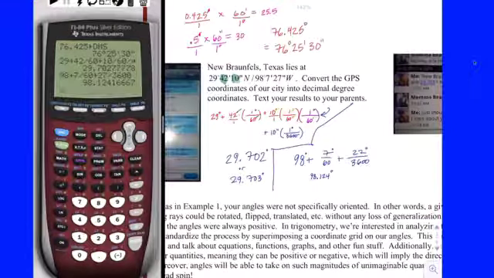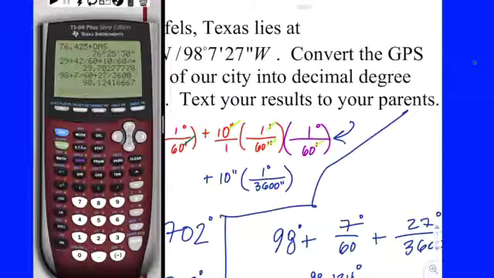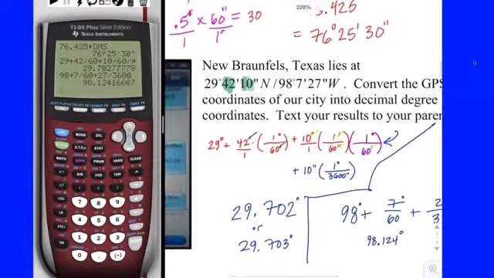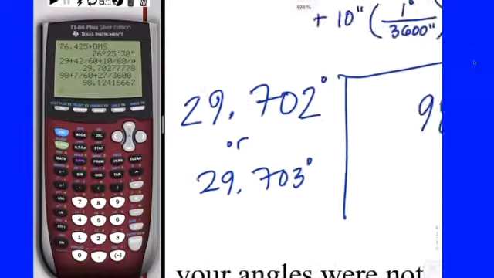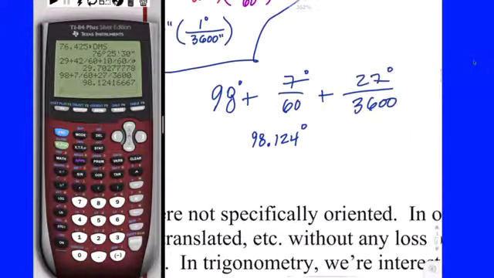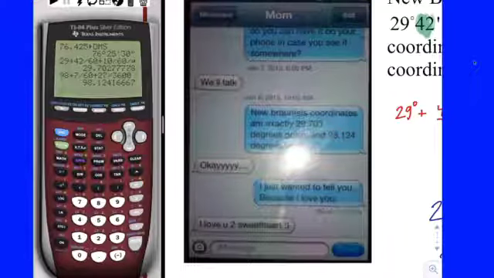And now, if you would like, you may get your phone out, and you may text your results to your parents and just say, hey, Mom or Dad, did you know that New Braunfels GPS coordinates in decimal degrees are 29.702 by 98.124? And people have done that in the past. Here's one that was from 5 years ago. And then the mom goes, okay. And so she followed up. I just wanted to tell you because I love you. And then, I love you too. See, look at that, right?